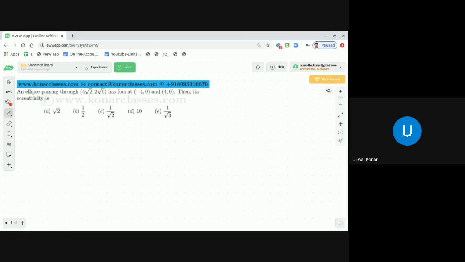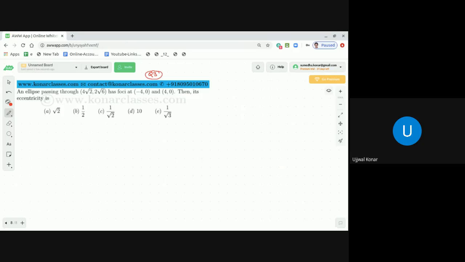The question here is: an ellipse passing through the point (4√2, 2√6) has foci at (-4, 0) and (4, 0). So these are the 2 points, -4 and 4. Then what is its eccentricity? In simple terms, we need to find the value of e.